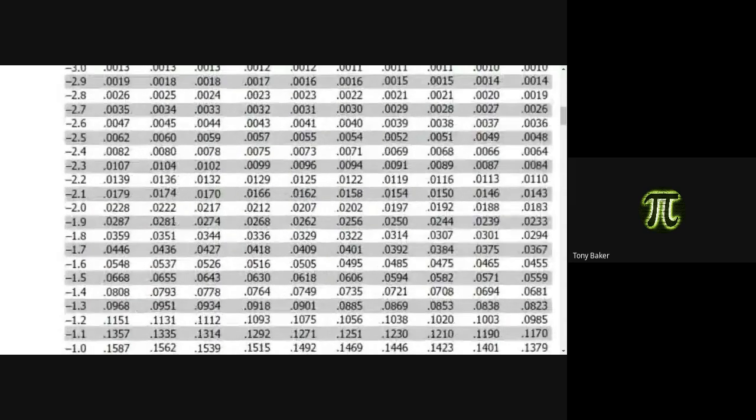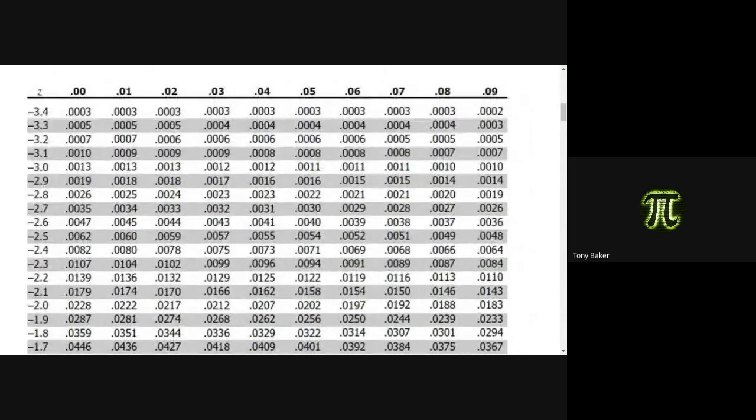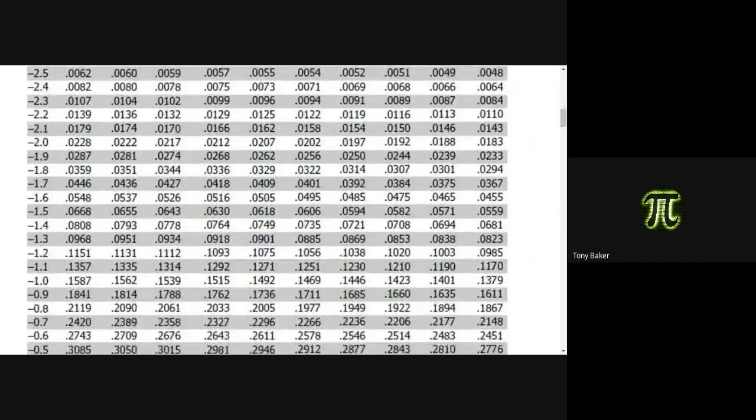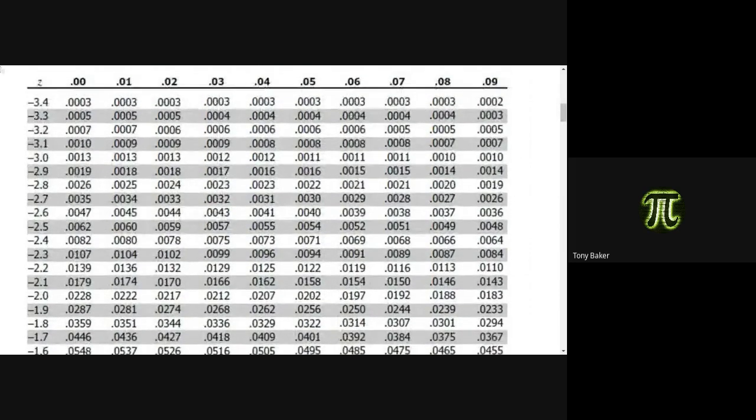This is what a Z table looks like. Whole bunch of numbers. Don't worry about it. We're not going to actually use this yet. We will use this down the line. But what it is, this is telling you how many standard deviations it is, and this is telling you the percentage. So one standard deviation, right?